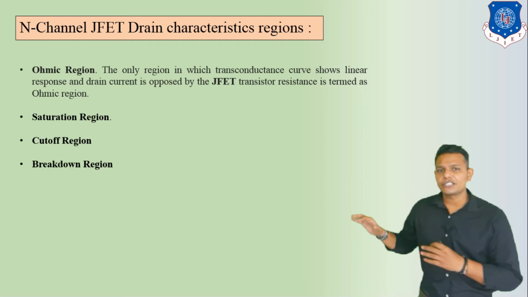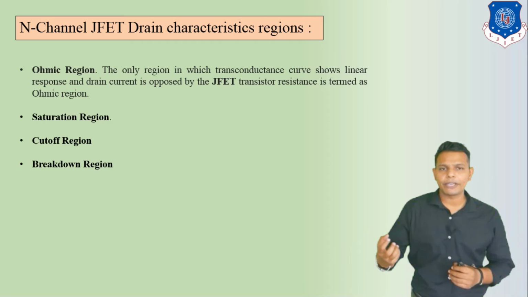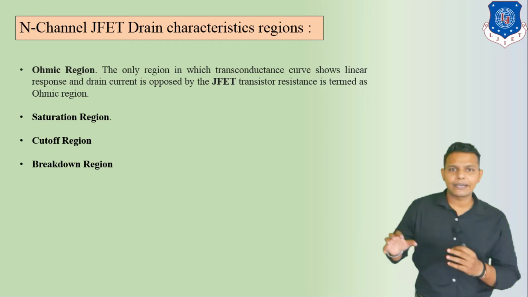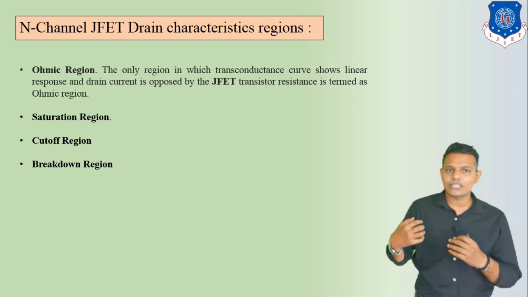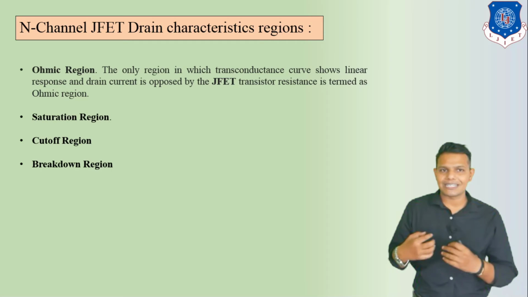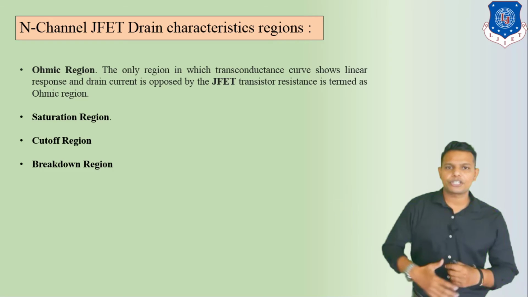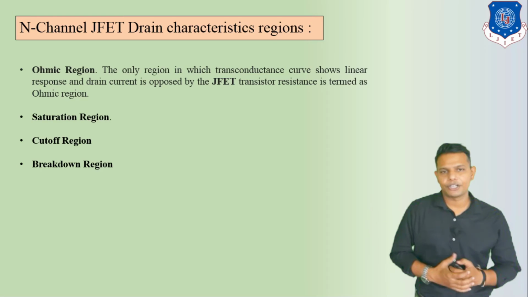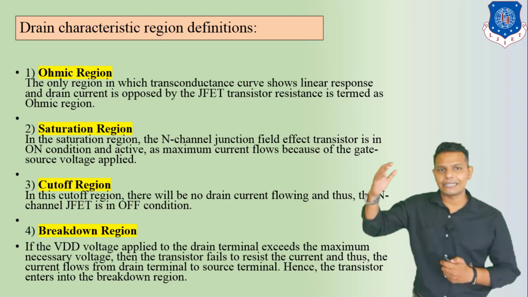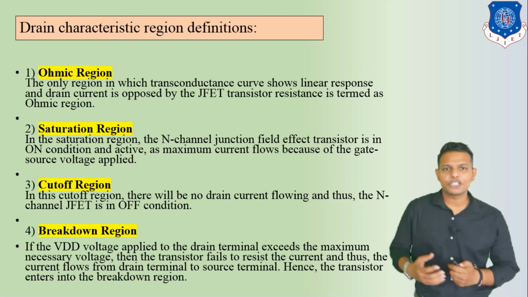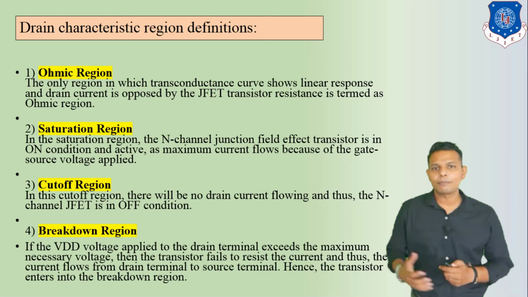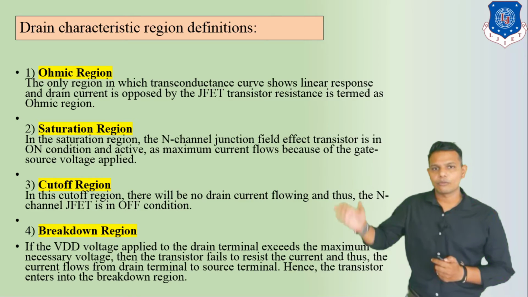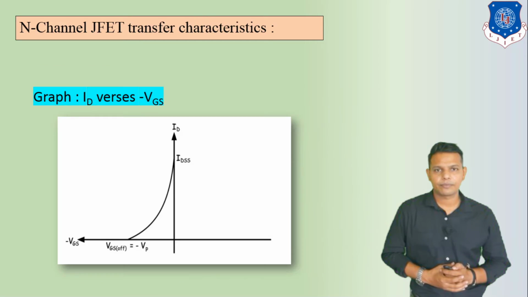Now, in N-channel JFET we discussed the ohmic region. Here it shows a linear response and the drain current is opposed by the JFET transistor resistance. Second one is the saturation region. Third one is the cutoff region, and finally the breakdown region. These are the definitions of ohmic region, saturation region, cutoff region, and breakdown region. So you can read from these definitions.